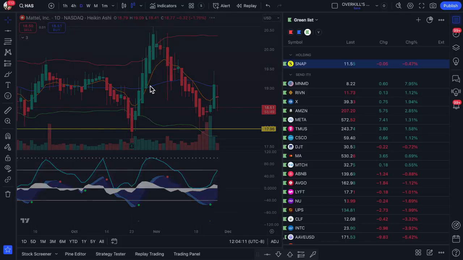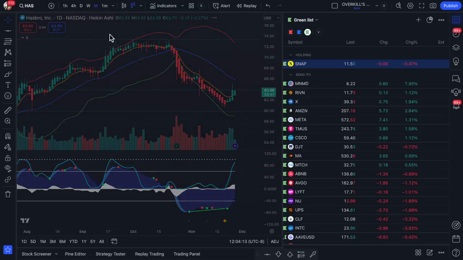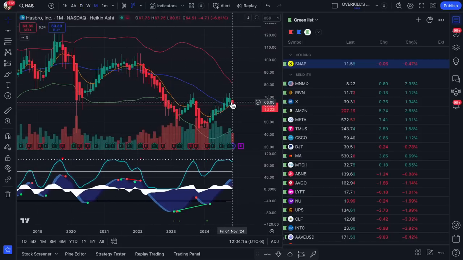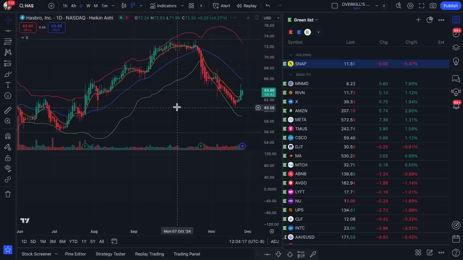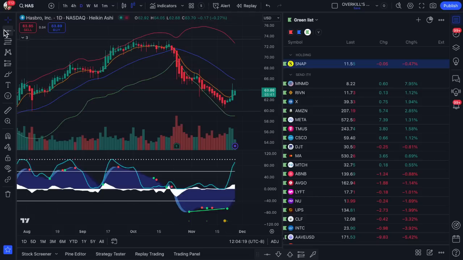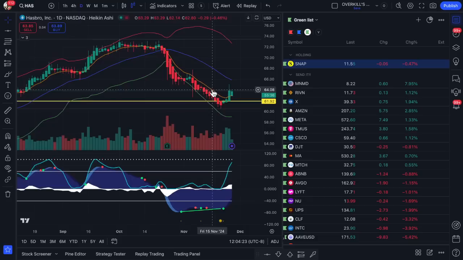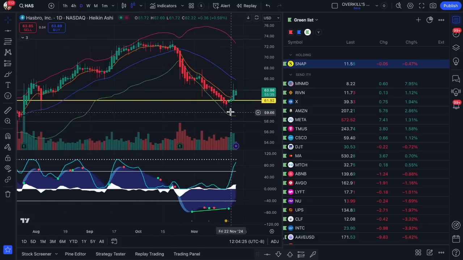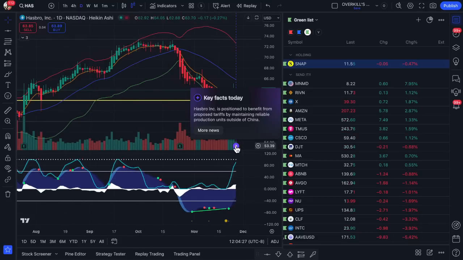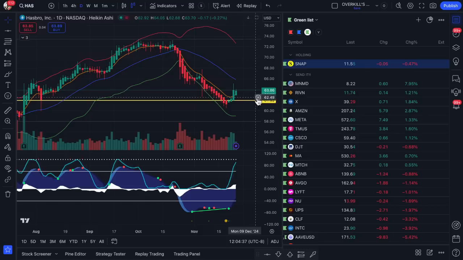HAS, Hasbro. Red candle on the monthly. That's not good. But it is trying to reverse here on the daily. So if you're in this one, use a stop loss at around 61.90. That's the bottom of this candle right here. Looks like you do got volume coming in here. I believe this is an energy company. Is positioned to benefit from proposed tariffs by maintaining reliable production units outside of China. I just use a stop loss at 61.90 on that if you're in it.